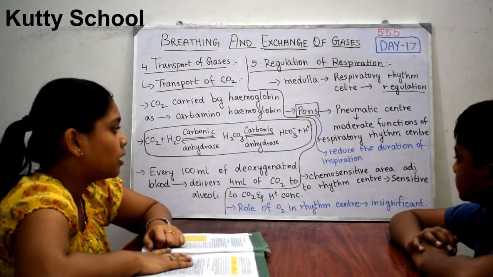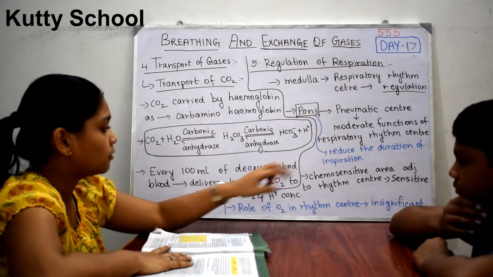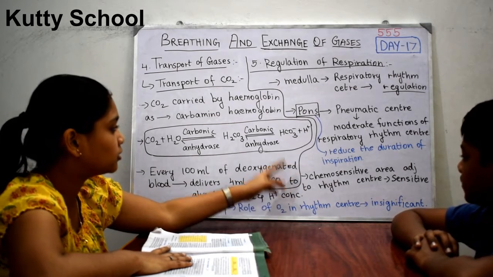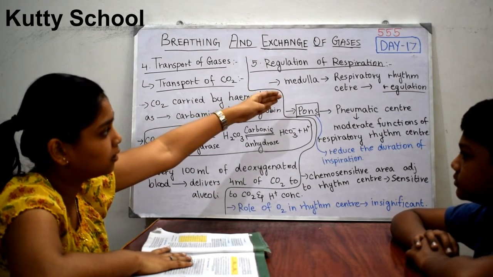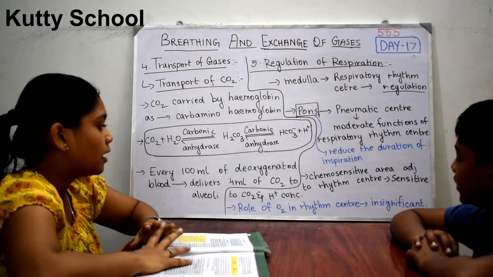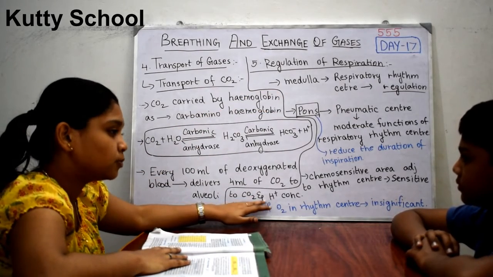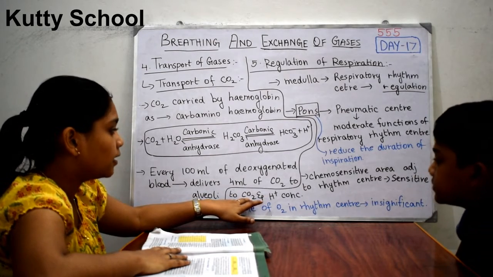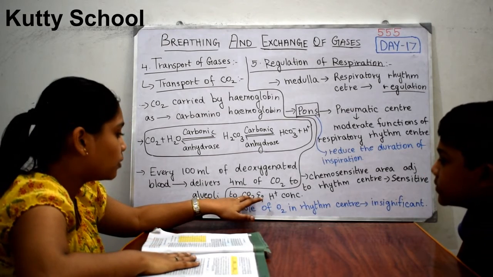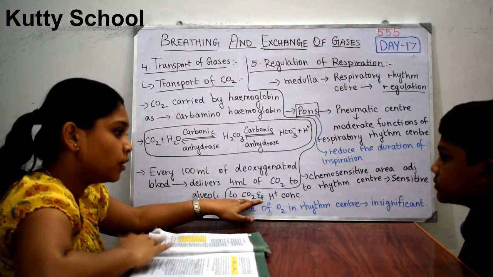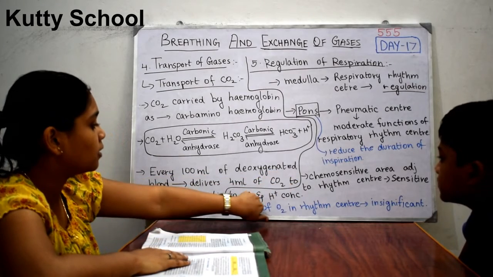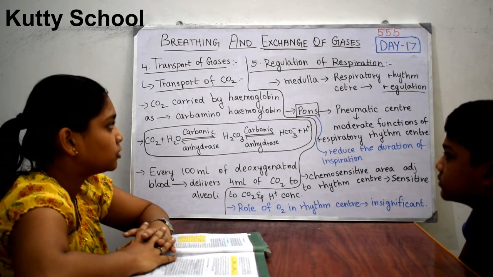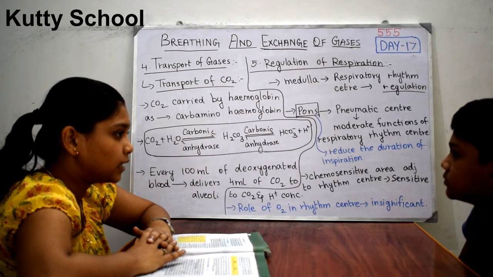And there is an area known as the chemosensitive area adjacent to the rhythm center. It is present just at the side of the rhythm center, and it is sensitive to carbon dioxide and H+ concentration. Whenever carbon dioxide increases, it tries to decrease the carbon dioxide level, and whenever the carbon dioxide level is very low, it tries to increase it. That is the function of this chemosensitive area.